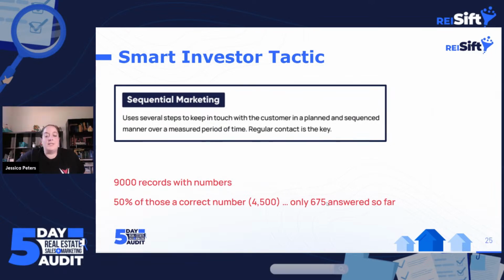We've only got 675 that answered the phone so far. So there are more, almost 4,000 correct numbers sitting in that data that we haven't gotten the correct number for them yet, even though we have it in that skip trace data. So we should have a plan to move them into another strategy or to do a certain number of attempts to try to find those correct numbers. And that is where the smart investor tactic comes in, which we call sequential marketing.